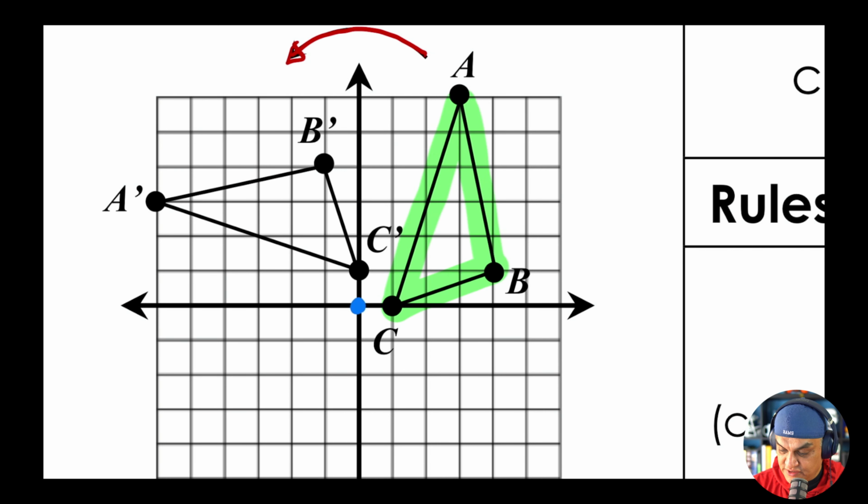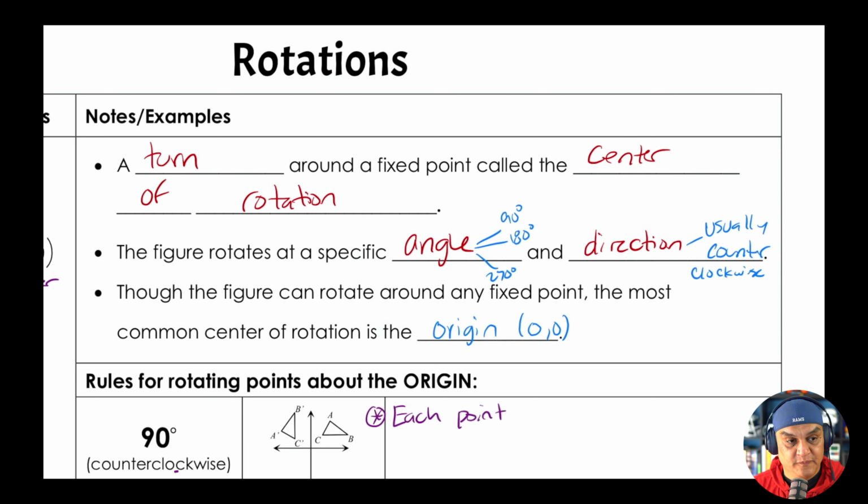We're just doing the easy ones, where the origin, the middle of the XY axis, is the center. We could have it in different places, but that's a little more difficult. So here's our definition: a rotation is a turn around a fixed point called the center of rotation. And our center of rotation for these notes is going to be the origin, the center, the middle.